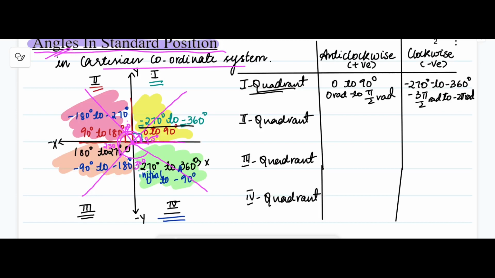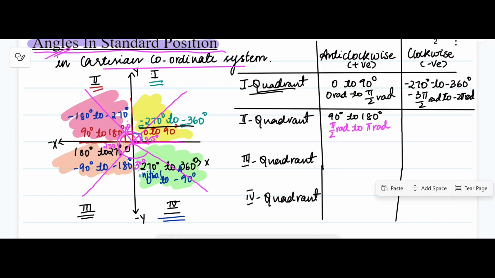Similarly for the second quadrant, when the ray is rotating in an anti-clockwise direction and its angle falls from 90 degrees to 180 degrees, that is from pi by 2 radians to pi radians, it is said to be in the second quadrant. If it is rotating in a clockwise direction and its angle falls anywhere between minus 180 degrees to minus 270 degrees, in terms of radians, minus pi radians to minus 3 pi by 2 radians, it is said to be in the second quadrant.